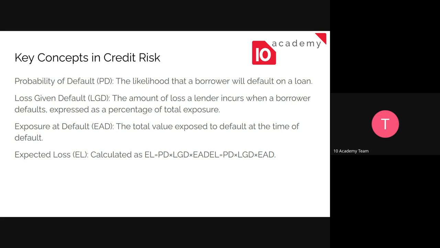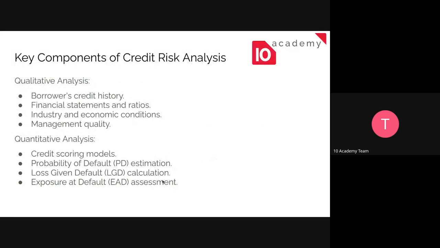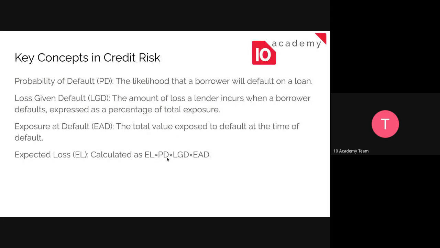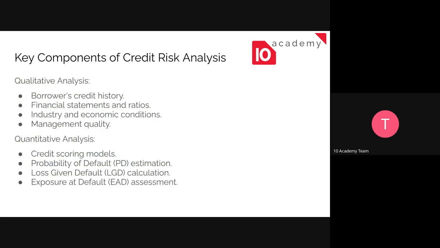So expected loss is the probability of default times the loss given default times the exposure at default. So EL, which is expected loss, is what we are trying to report. Let me just correct this one. So it's just exposure at default. This is a percentage, and it's not required for this task, but just know it.